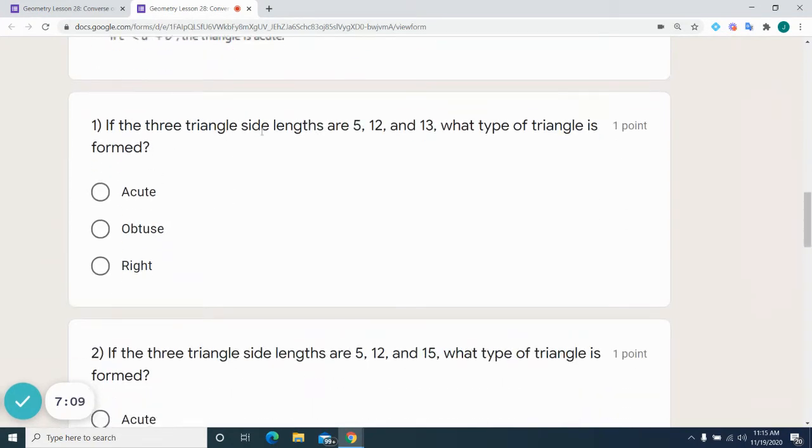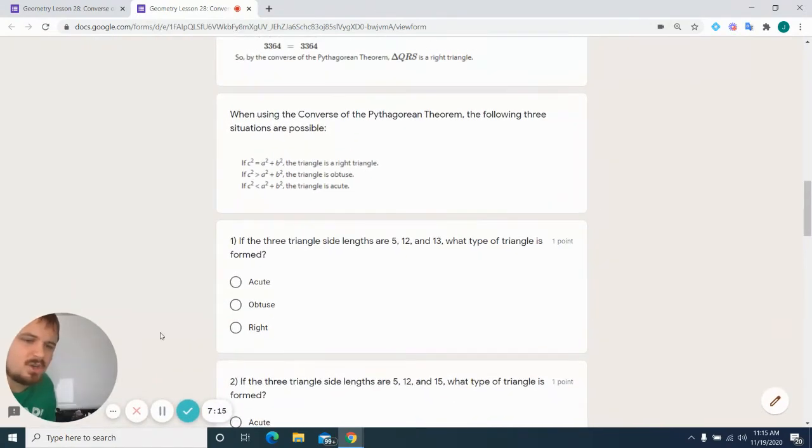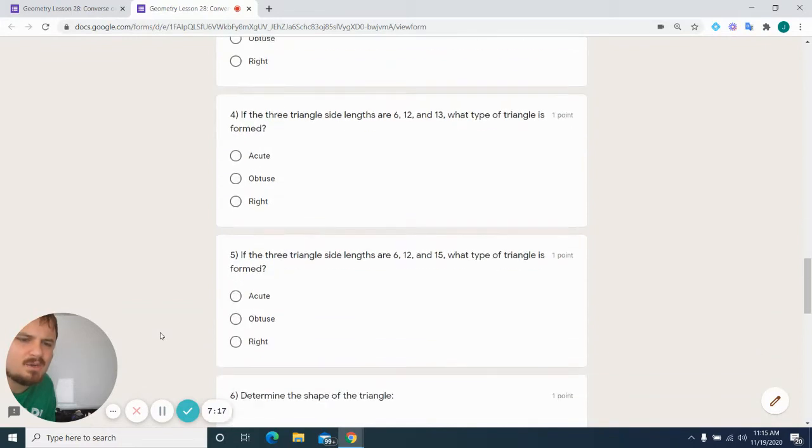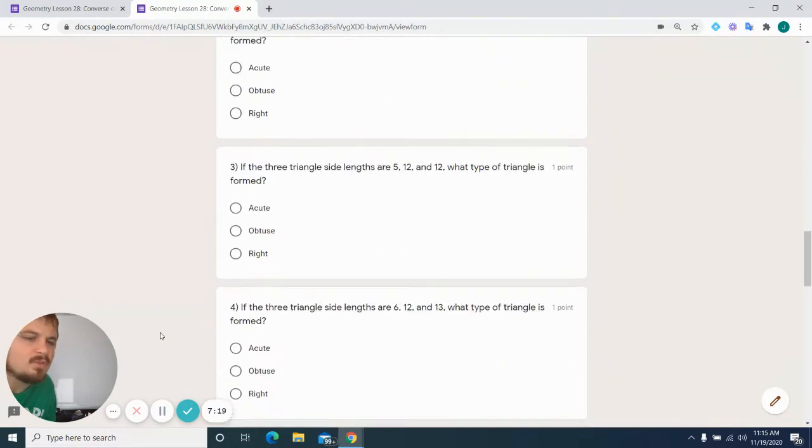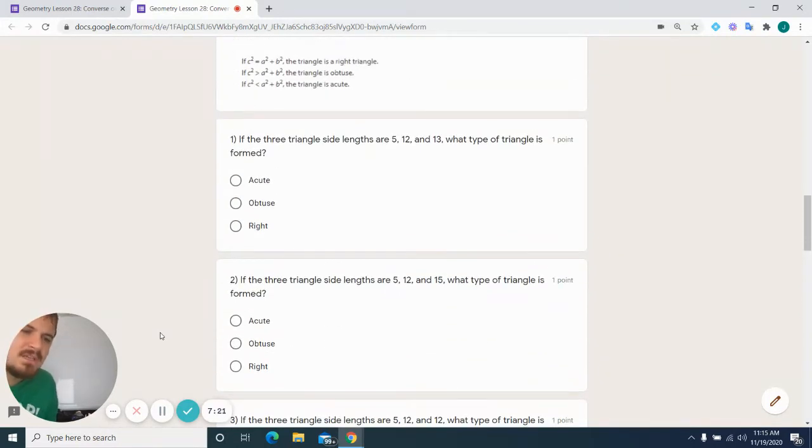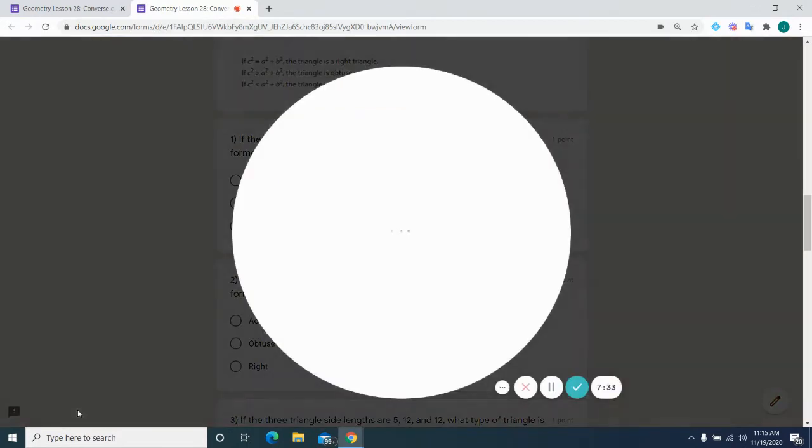Okay, if three side lengths are 5, 12, and 13, what type of triangle is formed? So all we're going to do, we're just going to solve it. So I want you guys to try to do the first 5 questions. So press pause, do 1 through 5, and then press play. That's all you'll need to do to begin with. Okay, I'm hoping by now you've already tried these and pressed play.